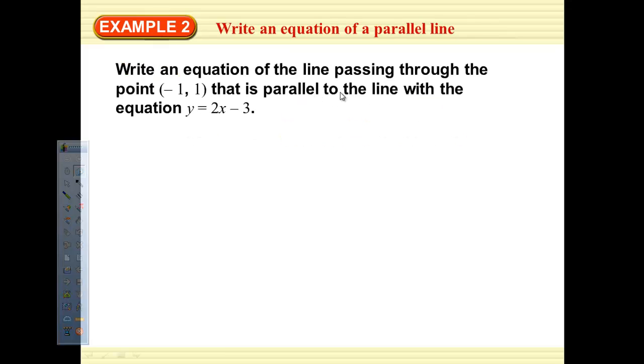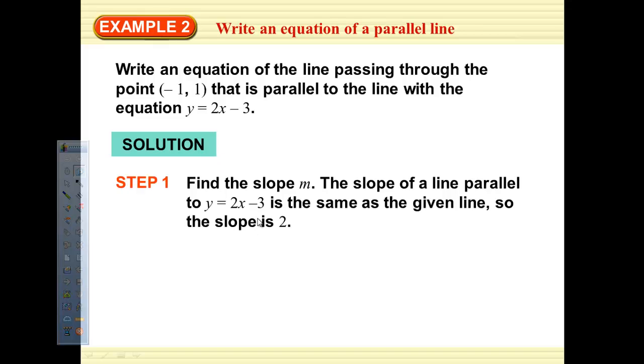For this next one, we are given a point, and then we're given a line that's supposed to be parallel to the equation that we want to write. So first of all, we need to know the slope. Remember that if we have parallel lines, they have the same slope. So the first part of this, we look to find the slope. The slope of a line that's parallel to this will have the same slope as this. So the slope here would be 2.